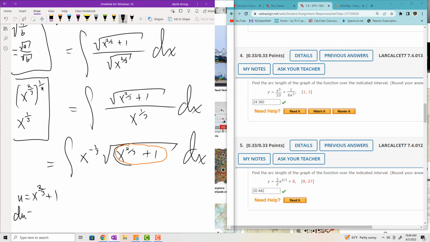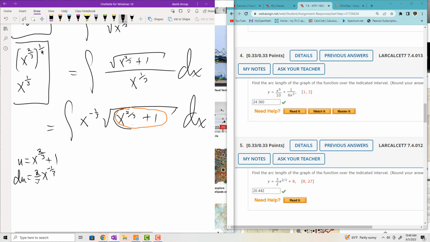And then du is going to be 2/3 x to the negative 1/3. There you see it, right? That's basically the derivative sitting in front of the radical times dx. And then dx will equal 3/2 x to the 1/3 du.